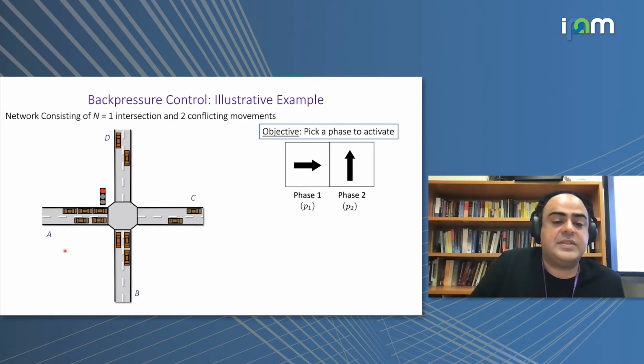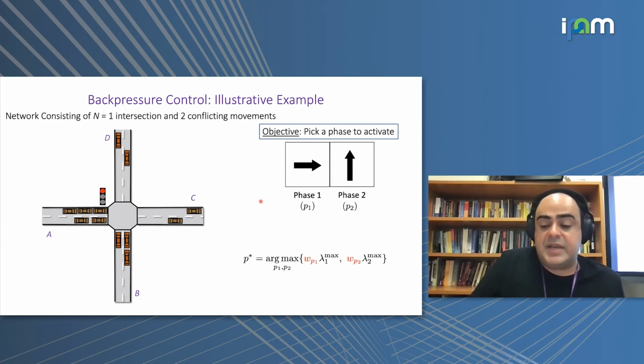So let's consider this to be the network. I have only one intersection in my network, and we only have two phases. We have an eastbound movement going from link A to link B, and then a northbound movement going from A to C, and then B to D is the northbound movement. And the back pressure algorithm gives you a way to pick which phase to activate at this intersection.